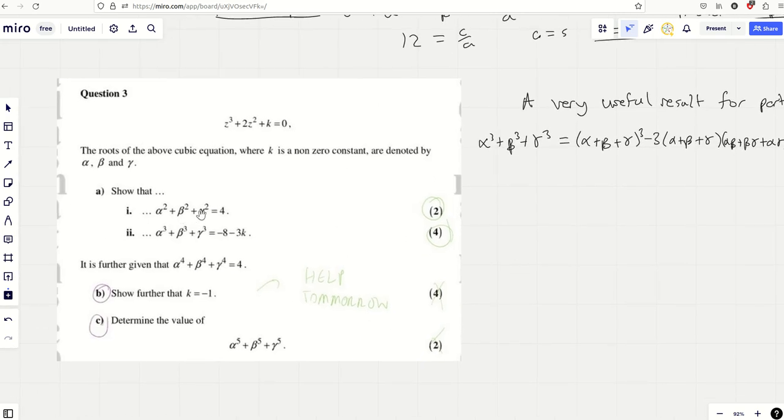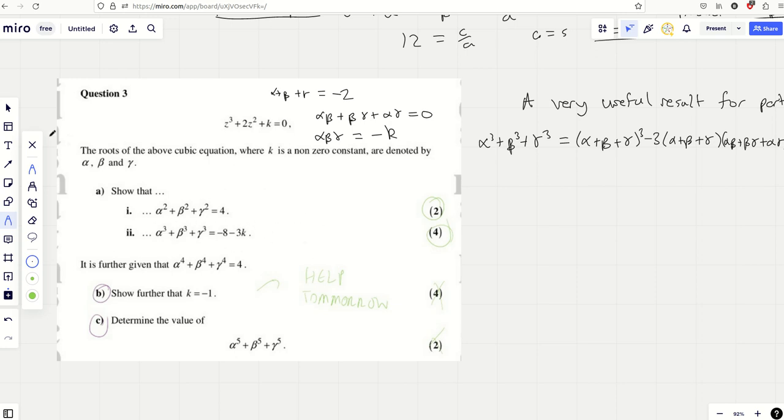So first we've got to show that alpha squared plus beta squared plus gamma squared is 4. Well, let's just quickly write down first the rule. So alpha plus beta plus gamma is going to be equal to minus 2, because it's minus 2 over 1. Alpha beta plus beta gamma plus alpha gamma is equal to 0 divided by 1, which is 0. And then finally, alpha beta gamma is going to be equal to minus d over a, which is going to be minus k in this case. So we've got those in the general form for that cubic.